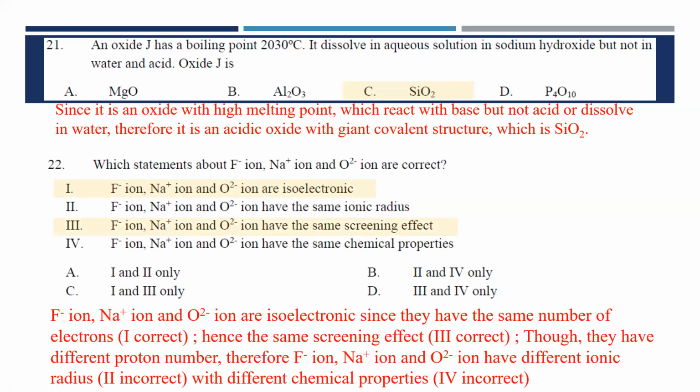F minus, Na plus, and O2 minus have the same screening effect, which is correct because we are under this one, same number of electrons. Okay. And then number 4, F minus, Na plus, and O2 minus have the same chemical properties, which is wrong. Okay, so the best answer in here is 1 and 3 only correct.